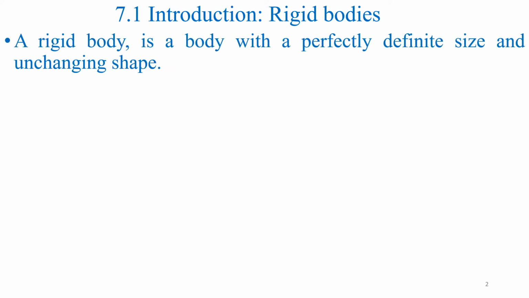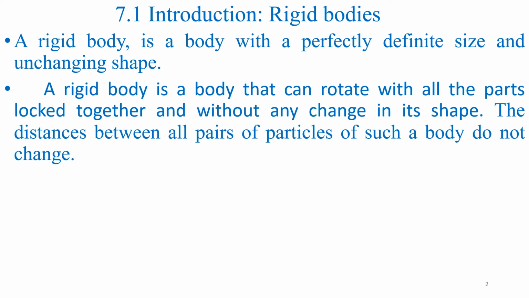A large class of problems with extended bodies can be solved by considering them to be rigid bodies. A rigid body is a body with perfectly definite size and unchanging shape. A rigid body is a body that can rotate with all parts locked together and without any change in its shape. The distances between all pairs of particles of such a body do not change.